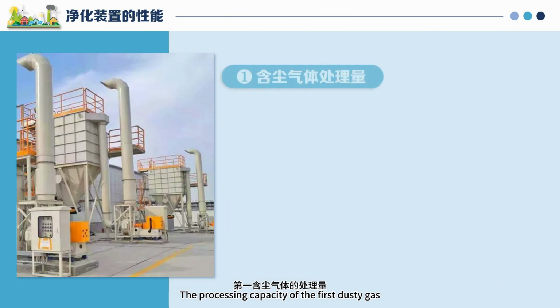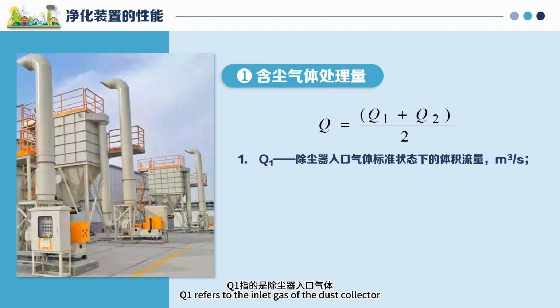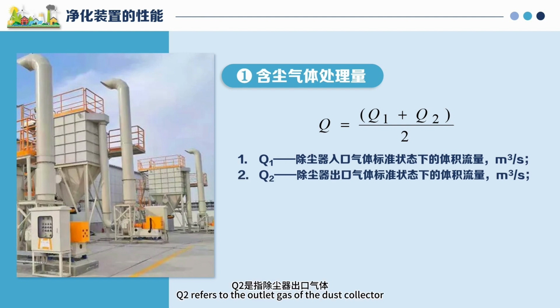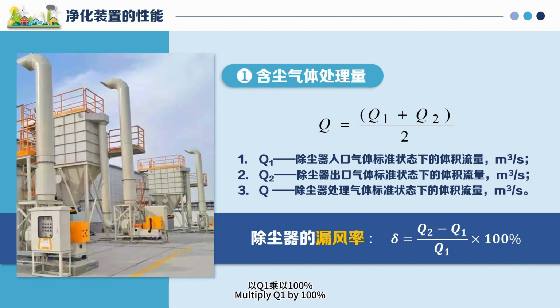First, the processing capacity of dusty gas. Using this formula, the processing capacity of dusty gas Q is equal to half of Q1 plus Q2. Q1 refers to the volume flow rate of the inlet gas of the dust collector under standard state. Q2 refers to the volume flow rate of the outlet gas of the dust collector under standard state. The air leakage rate of the dust collector is equal to Q2 minus Q1, divided by Q1, multiplied by 100%.